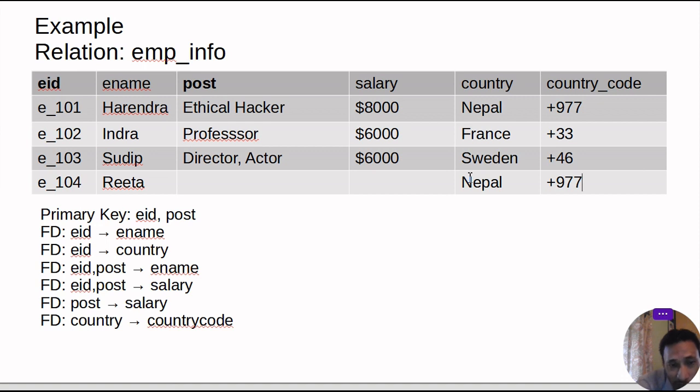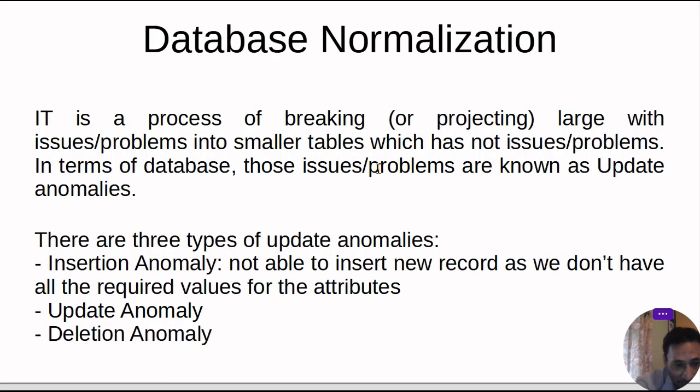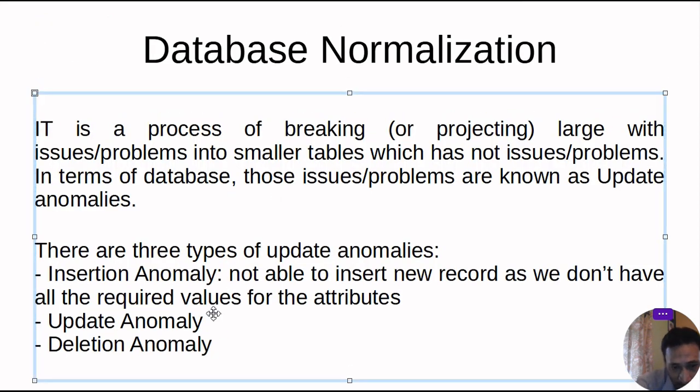This is because we do not have value of the post, and this kind of issue is known as insertion anomaly. So simply, insertion anomaly is that problem in which we cannot insert record to the table because we do not have sufficient attribute values. Now let's talk about another anomaly, that is update anomaly.